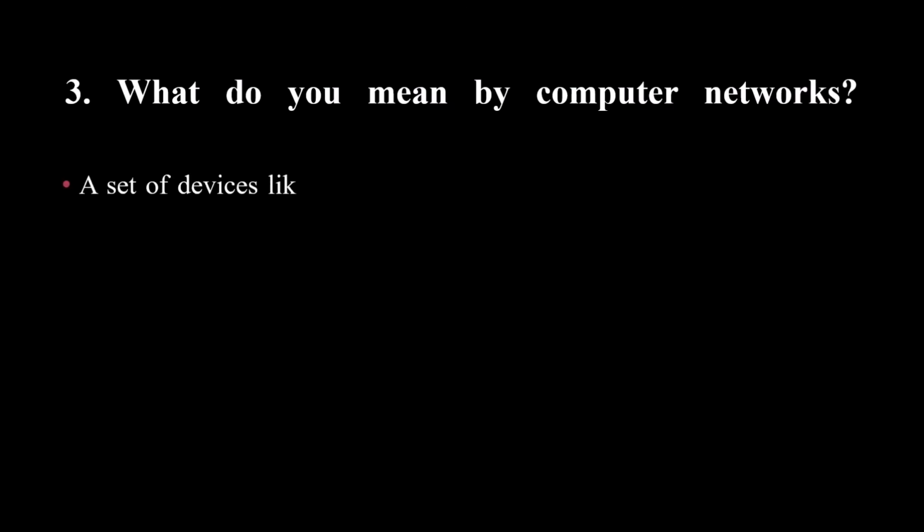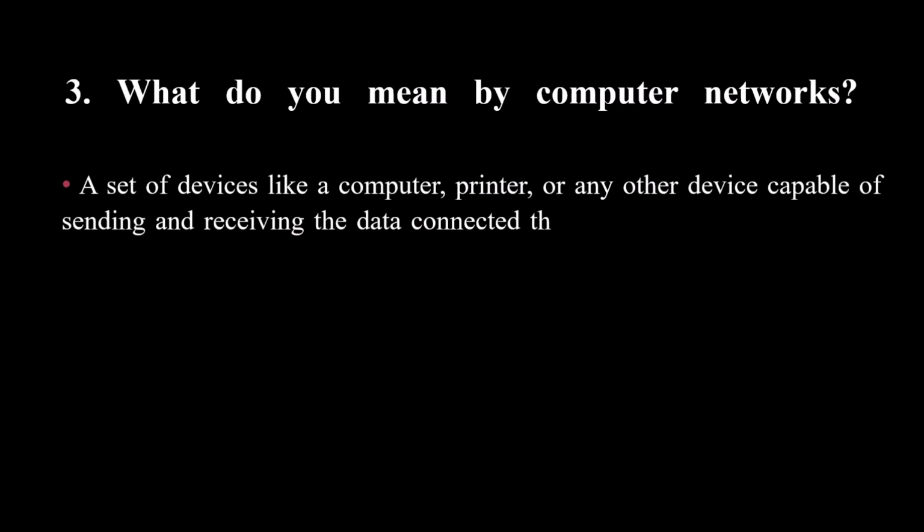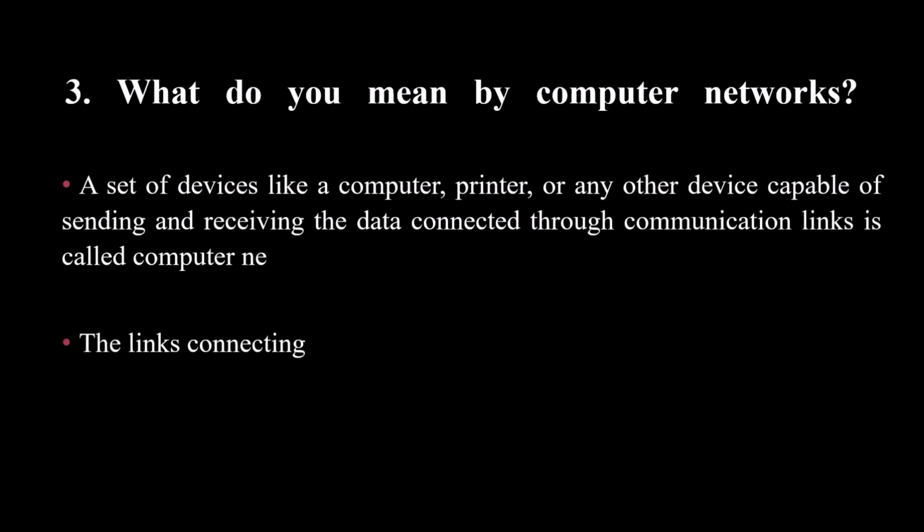What do you mean by computer networks? A set of devices like a computer, printer, or any other device capable of sending and receiving data, connected through communication links, is called a computer network. The links connecting the devices are known as communication channels.